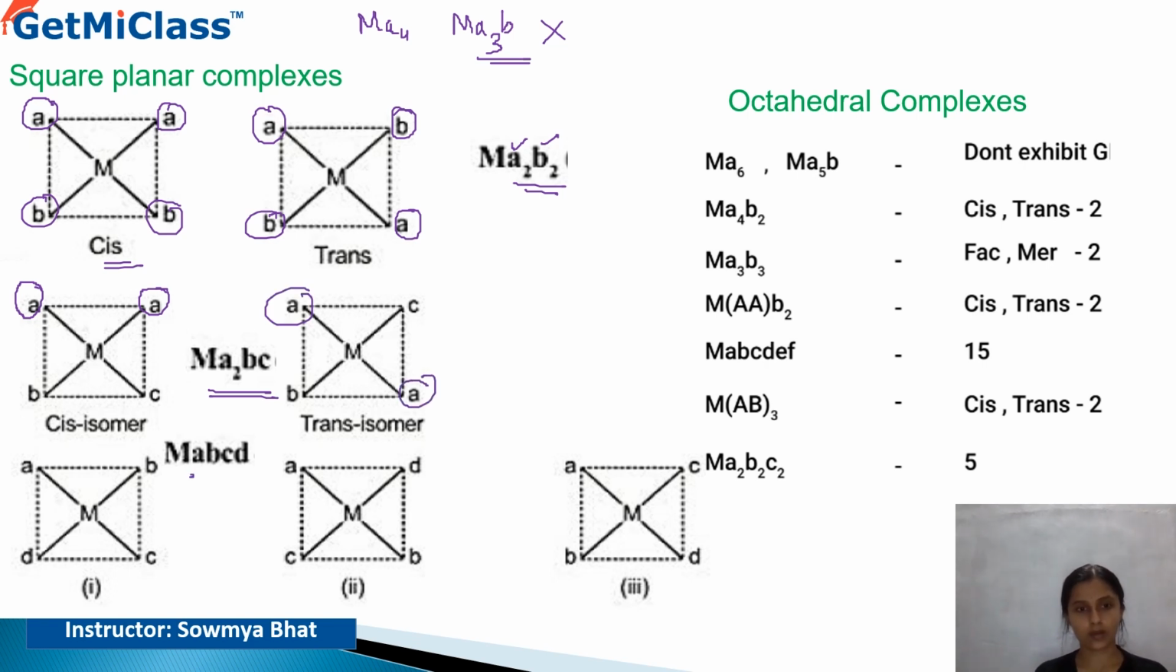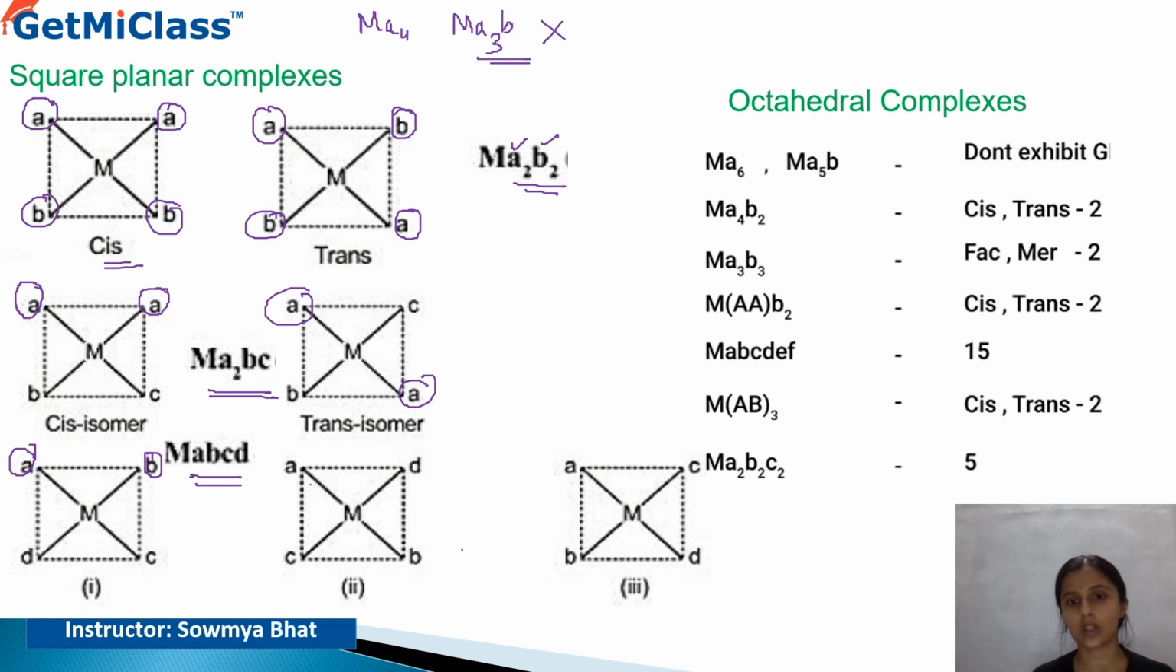If it is MABCD, you have to shift the position of a particular ligand, so you're going to have three isomers possible. If A is the first ligand, and B is arranged at the very next position, then it's called cis. If A and B are on opposite sides, then it is trans. If A and B are on the same side, then it's cis. So you can have three possible arrangements for this. So there are three isomers possible.